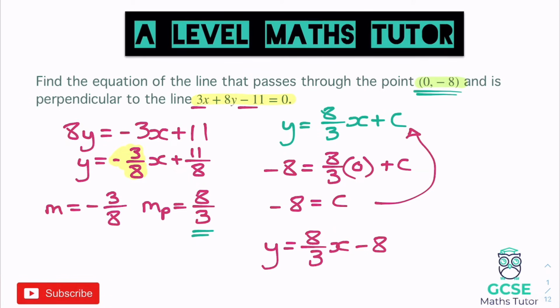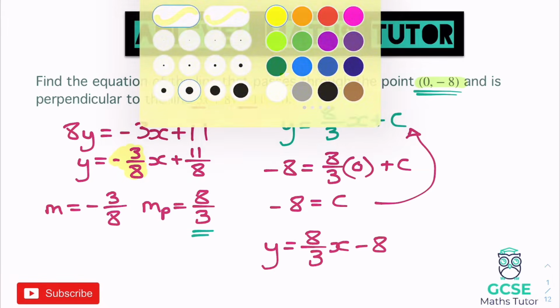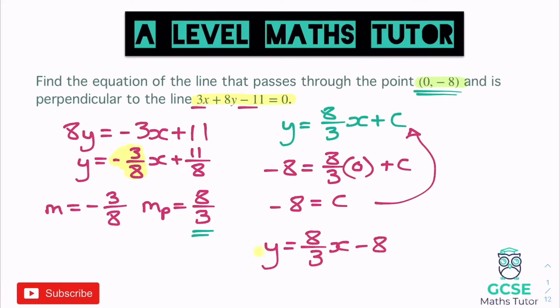Now sometimes it might ask us to write this in a different form. It might ask us to write it so that we have an integer in front of the x value there. We're going to have a look at those questions as we go through as well, but this particular question just wants us to find the equation of the line, and there it is, y equals 8/3 x minus 8. If it did ask you to write it in a different form, just imagine it doesn't want to have a fractional number in front of x there, we could multiply everything by 3 to remove the fraction there. But as I said, we'll have a look at some of those questions as we move on.